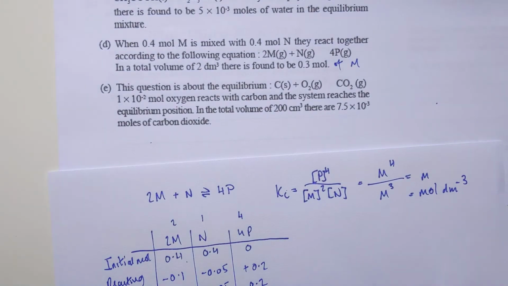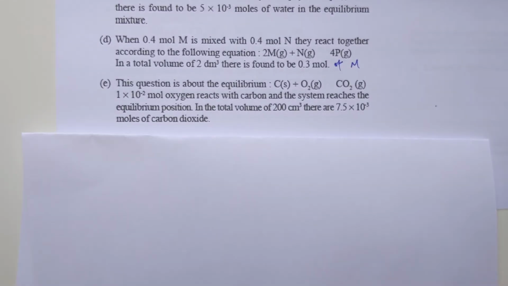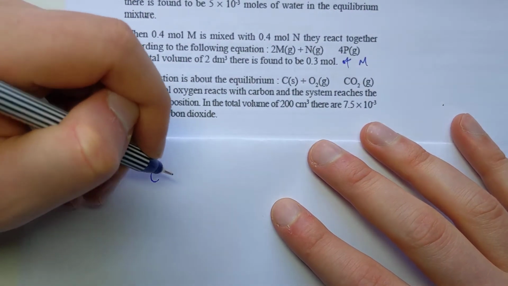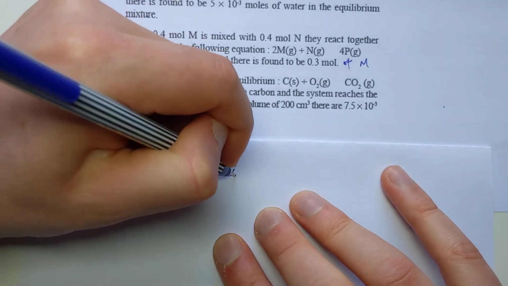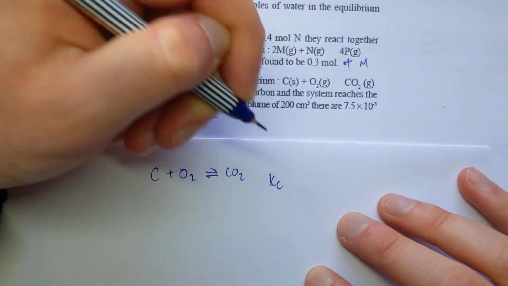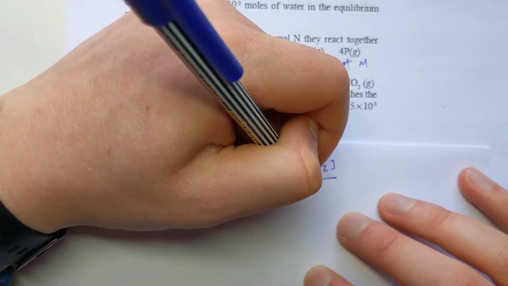And on to the final part of this question. At the start, it gives you an equilibrium between carbon and oxygen to make carbon dioxide. So my equilibrium must be this. Give me my Kc expression. I'm going to put the CO2 concentration on the top, and then C.